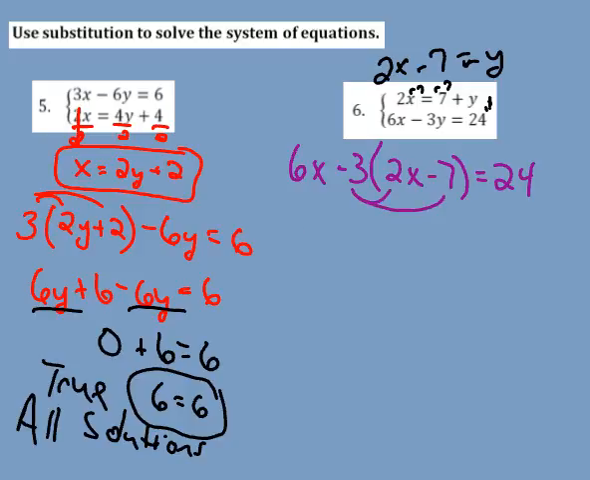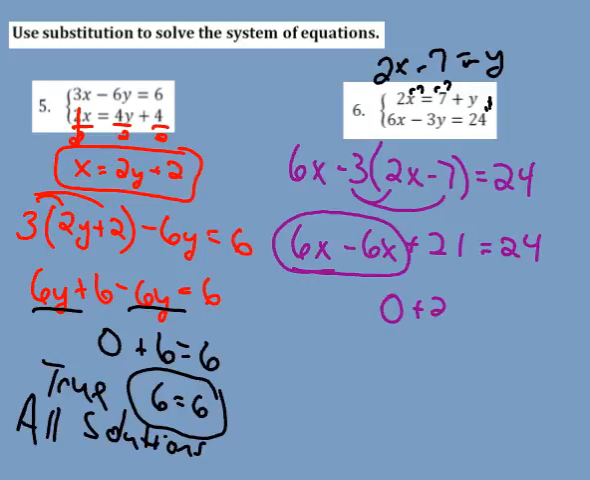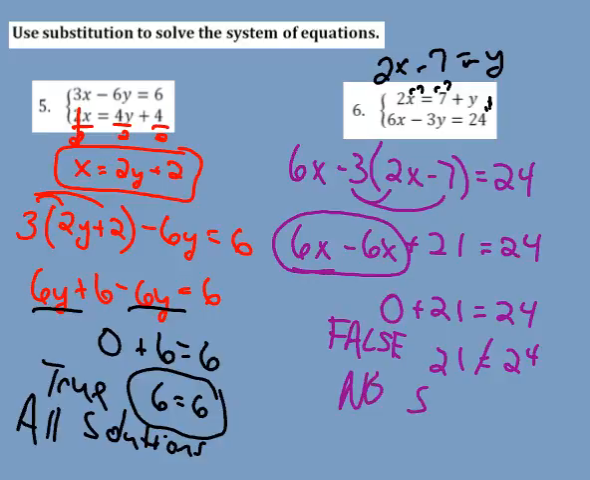Distribute very neatly. I got 6x minus 6x plus 21 equals 24. Combining like terms, you should see that goes to 0, so I have 0 plus 21 again equals 24. I don't have a variable. Now, is this the same as the last one? No. 21 does not equal 24. False. No solution.